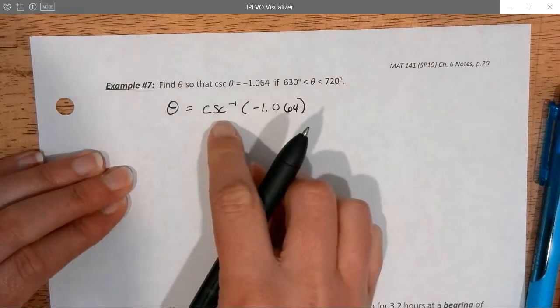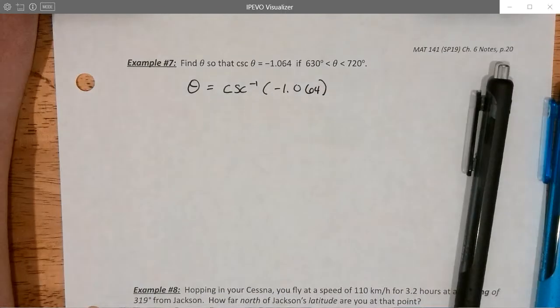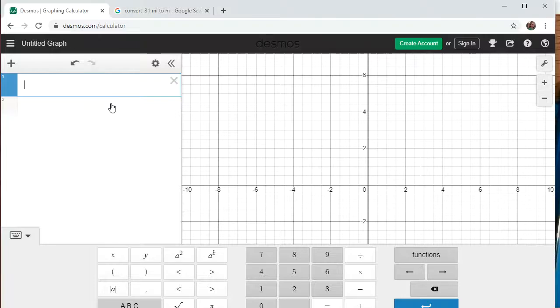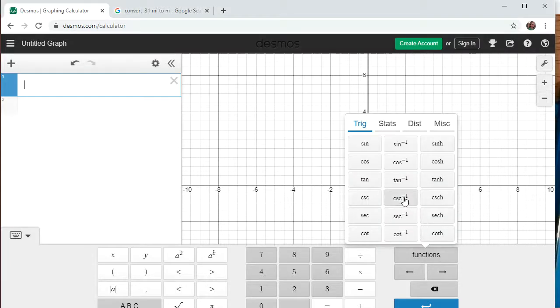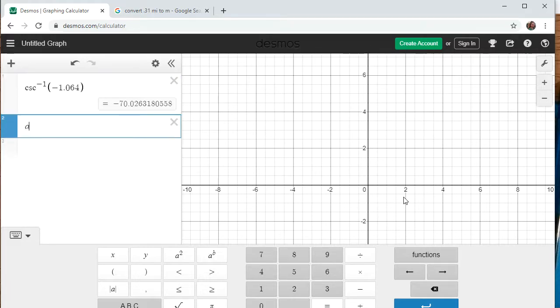Now, I cannot do arc cosecant in a calculator, but I can do it on Desmos. So we're going to take advantage of that. Switching over to Desmos, there we go. In functions, I can do the arc cosecant of negative 1.064. Big advantage to being able to use Desmos over just the calculators. If the button is not available, you can type arc cosecant and do the same thing. So this is not my theta. This is a phi that is a reference angle for theta. It's negative 70.0263.